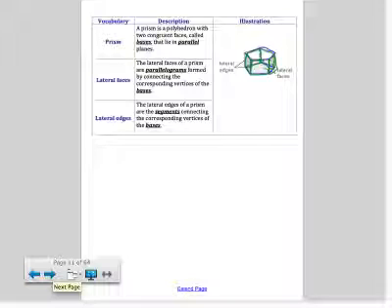So you have your lateral faces, and then you have your lateral edges, which are the segments that connect corresponding vertices of bases. So in other words, that's a lateral edge, that's a lateral edge, lateral edge, lateral edge, lateral edge. So just some terminology that you want to be familiar with.